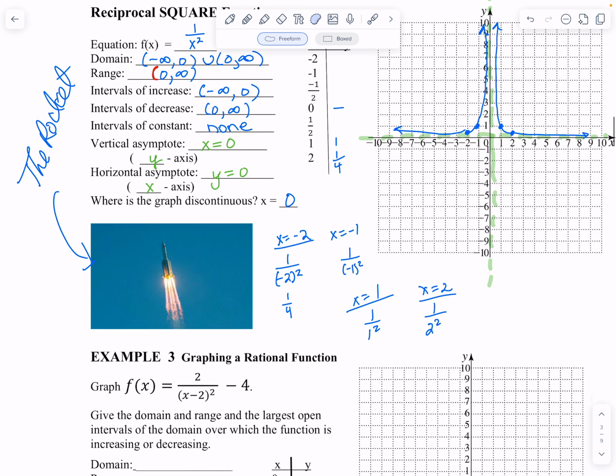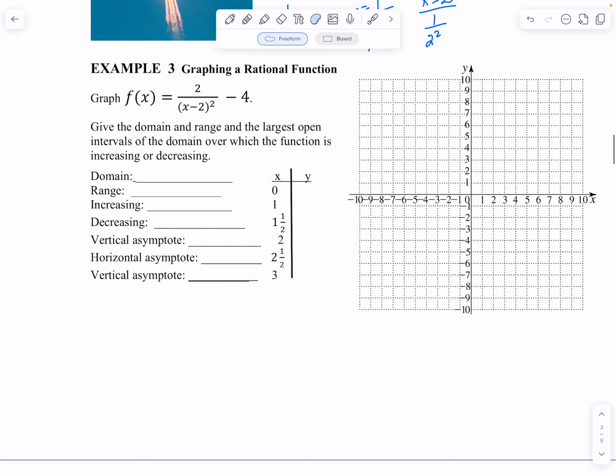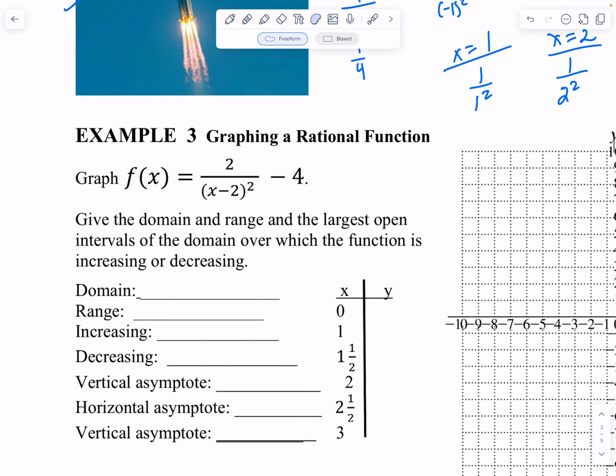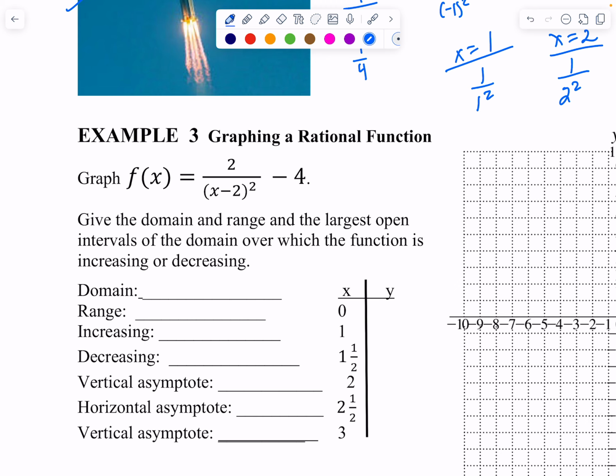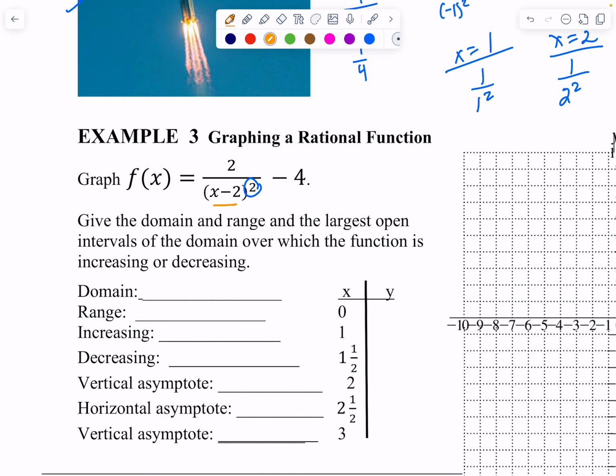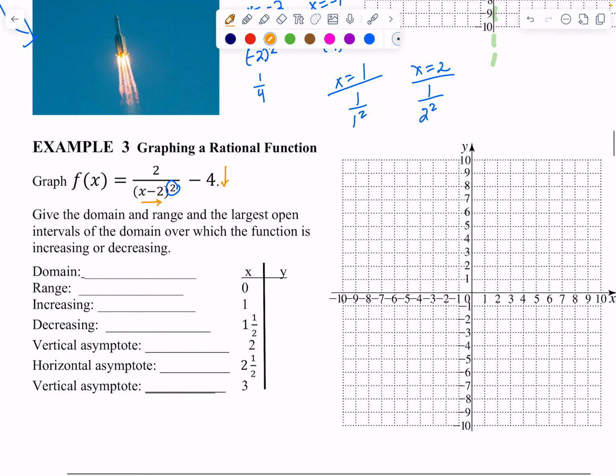So let's graph one more of these. Notice that I have a squared on the bottom. So when you have a squared on the bottom, you know that it's going to be a rocket. This rocket is shifted 2 units to the right, and it's shifted 4 units down. So that's super important when it comes to our asymptotes, right? So instead of drawing my asymptote at 0, which is normal, it's shifting it 2 units to the right. So I'm going to take that and just move it over here.